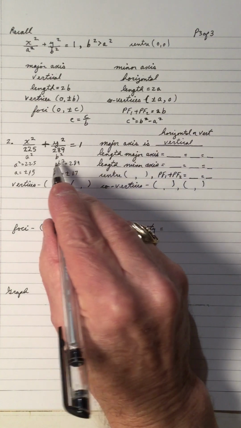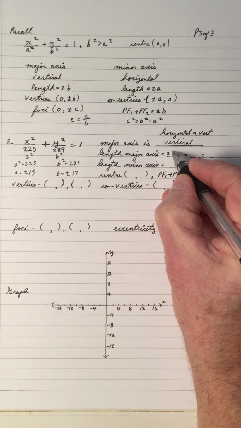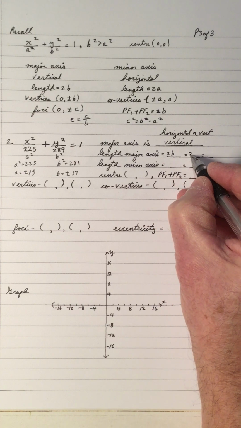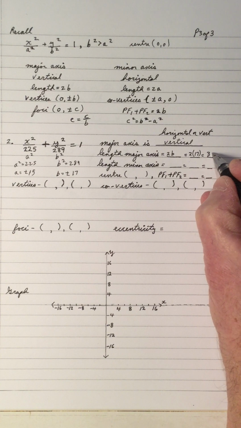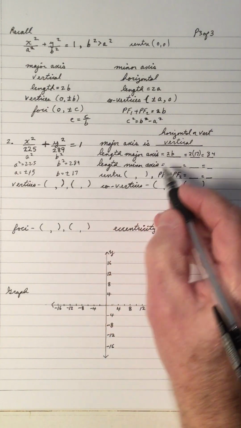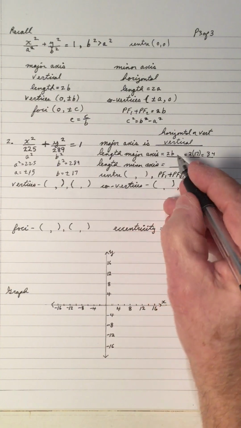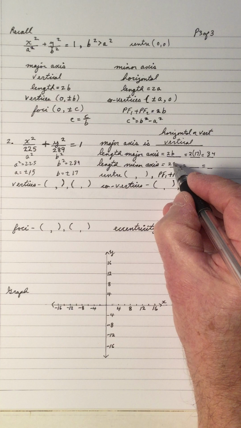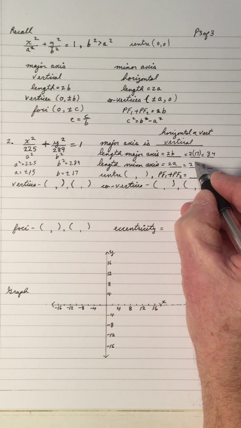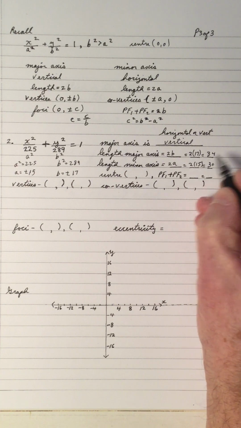The length of the major axis is this number where the b is. So the major axis this time is 2 times b, and b is 17. So that's 34 in length. The minor axis, if the major is the vertical, the minor must be horizontal. So the horizontal has the a. So it's 2 times a, which is 2 times 15, and that gives us 30.